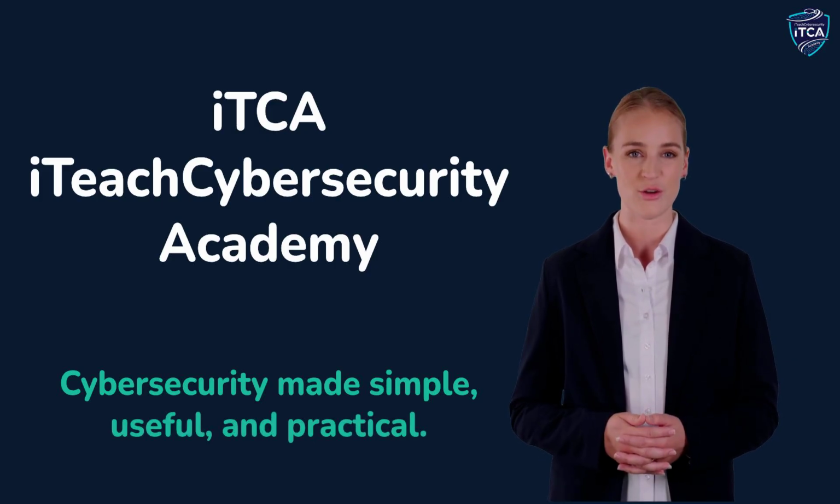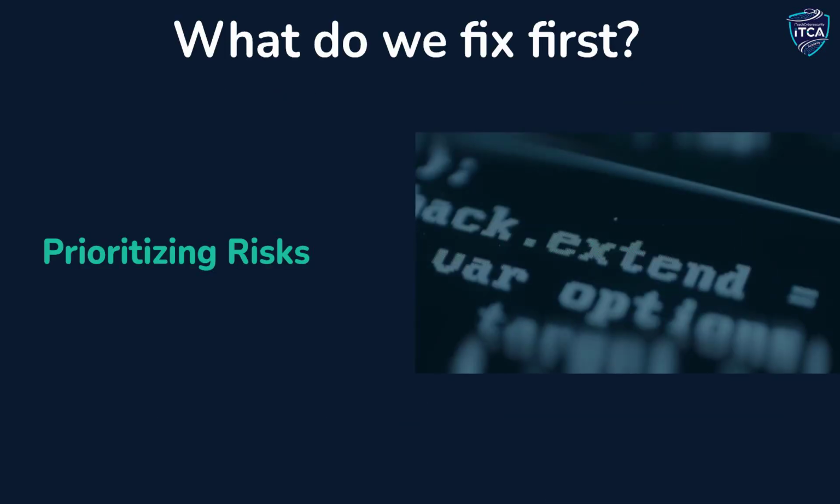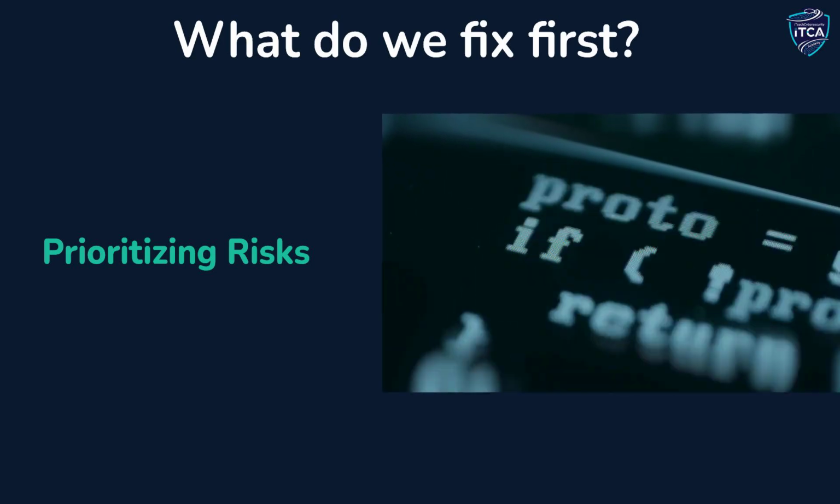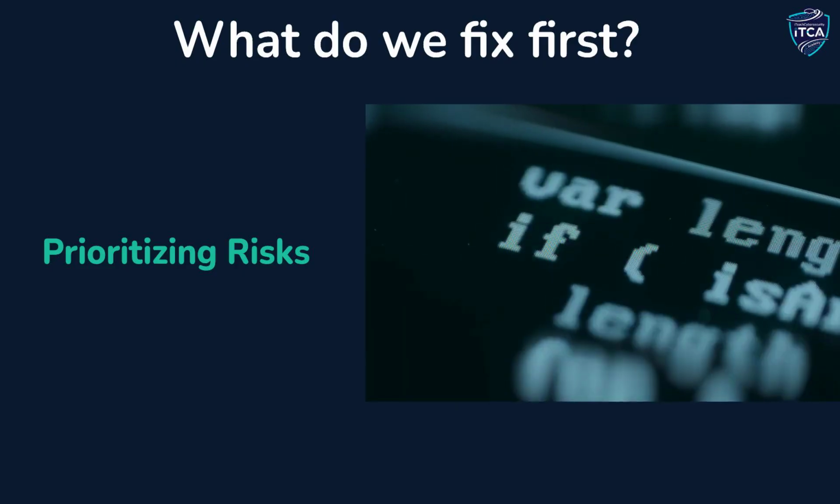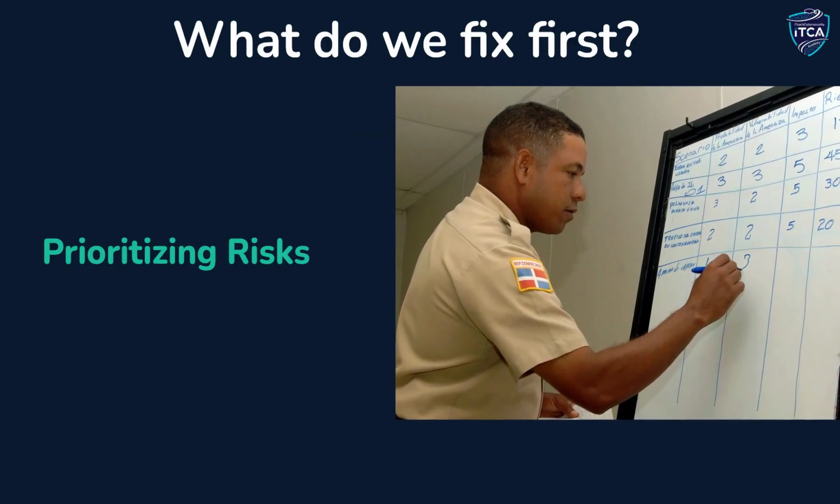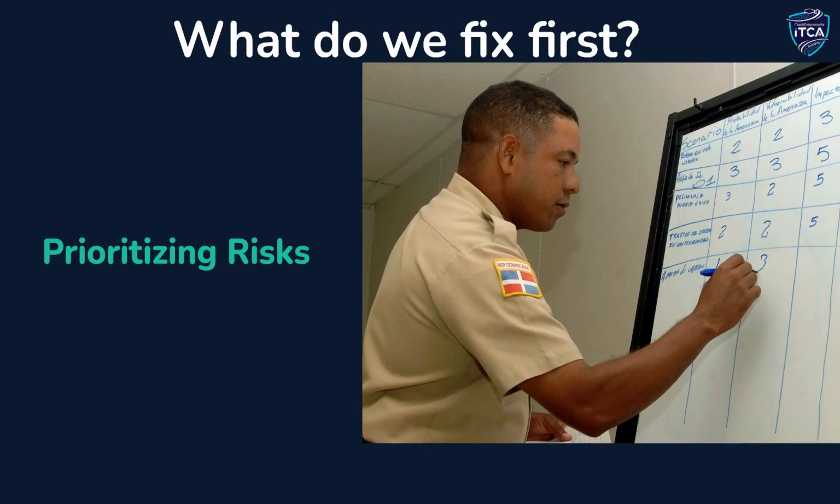Up to this point in the course, you've learned how to identify assets, threats, and vulnerabilities. Now comes the most important question in real-world security. What do we fix first? Because in reality, organizations don't have unlimited time, money, or resources. We cannot fix everything at once. That's why this module focuses on analyzing and scoring risk, so we can make smart decisions instead of guessing.